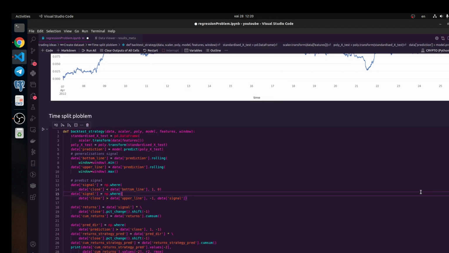Hello guys, let's continue working with our machine learning trading strategy. So we used linear regression. It's a very simple machine learning strategy, and you could use this model to create some trading strategy, and I would like to show you what we should do.